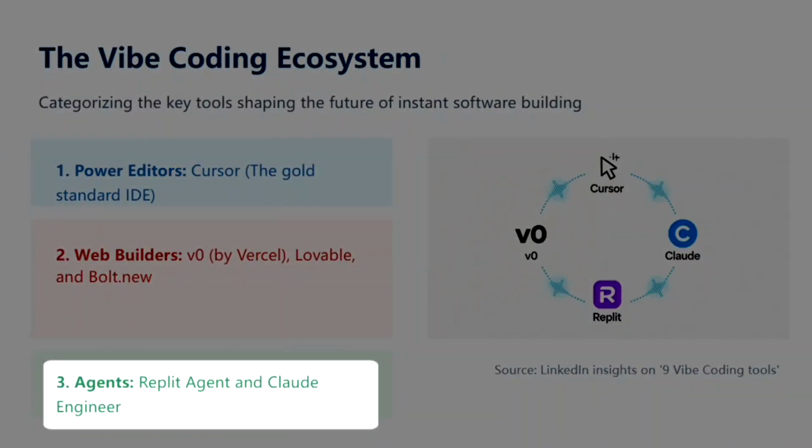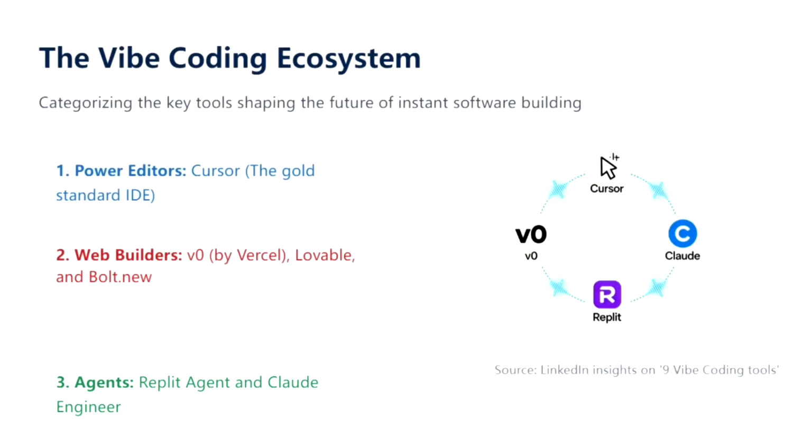Then we have the agents, Replit Agent and Claude Engineer. Unlike editors where you drive the car, agents are more like having a co-pilot who can take the wheel, navigate the file system, and fix bugs autonomously while you supervise the vibe. As you can see in this categorization, the ecosystem is moving toward higher levels of abstraction.